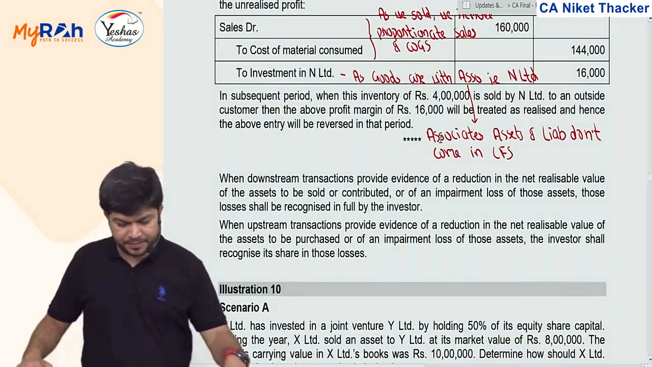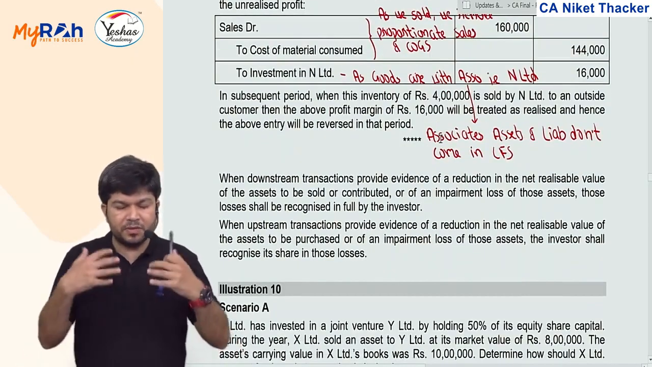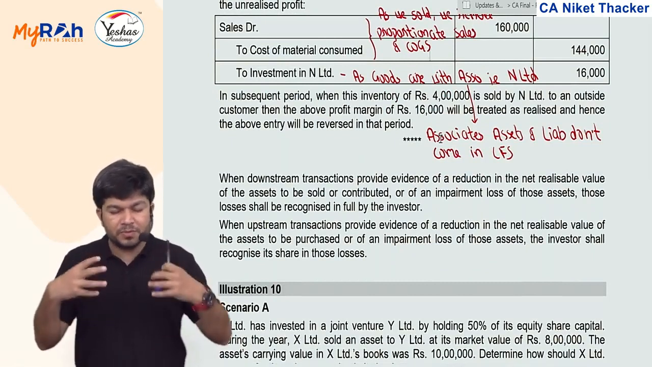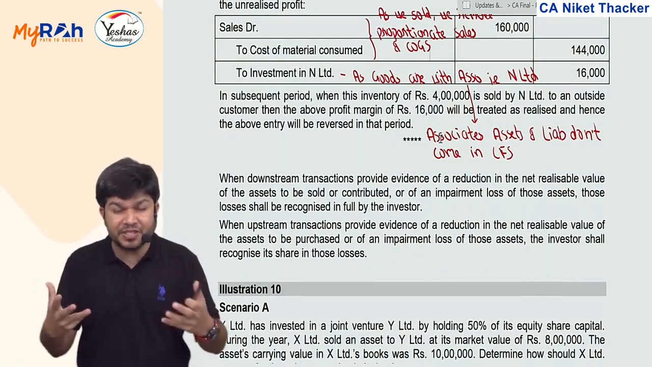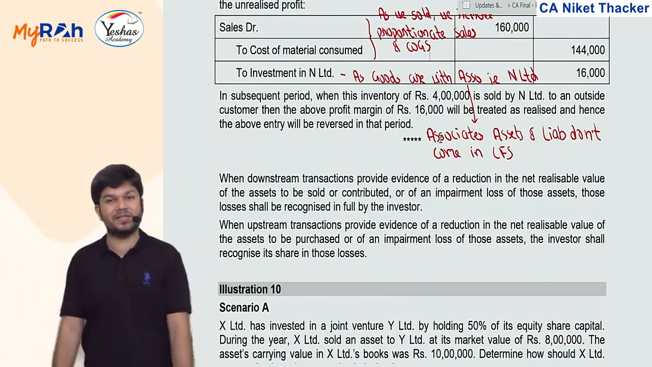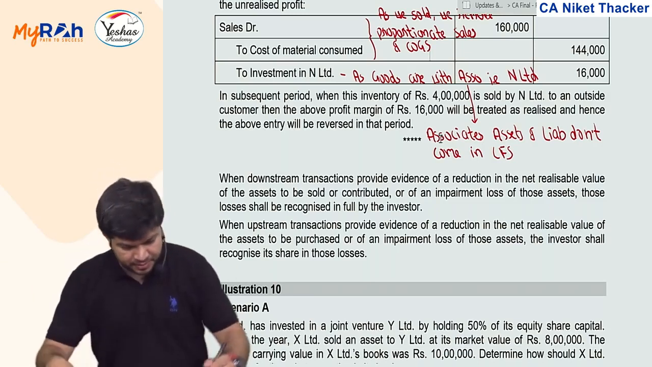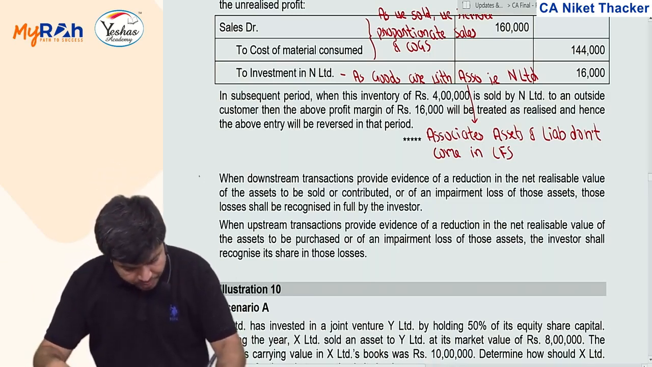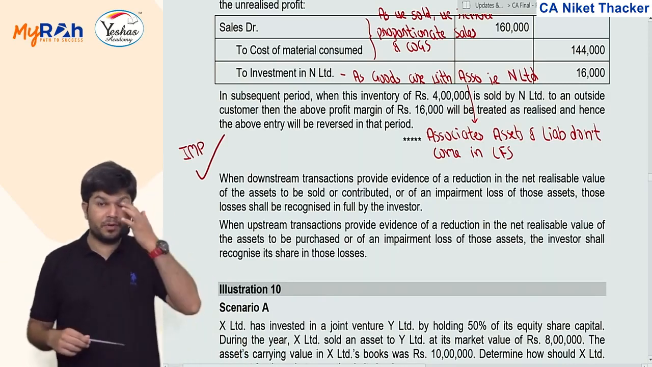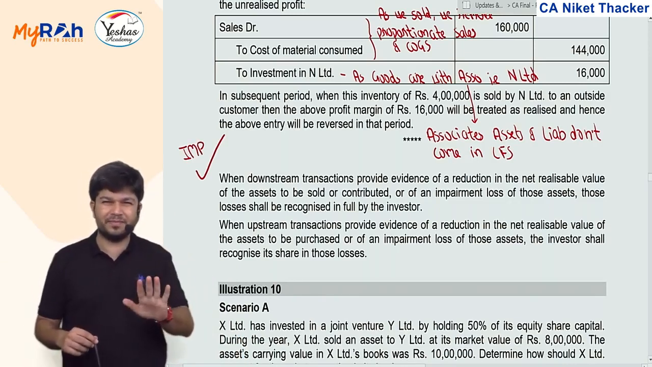Hope this is clear. So if goods are unsold with the associate or with us, only our share in the profit is unrealized. Okay, now these 2 points are important. These 2 points are important. Logical, very logical.